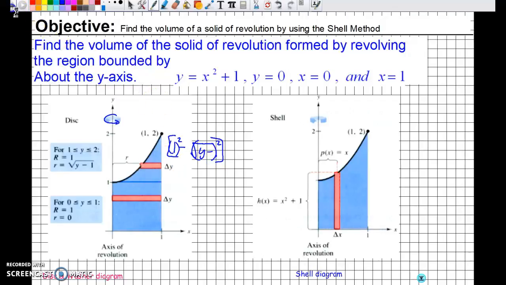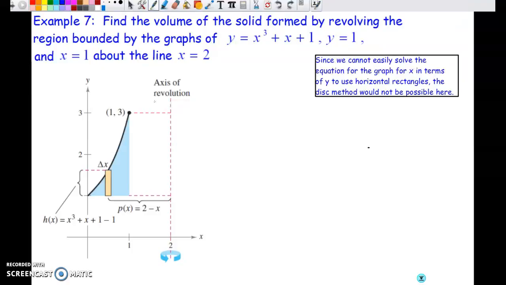In the shell method, you can see it set up a different way. We're going to complete this exercise in class.